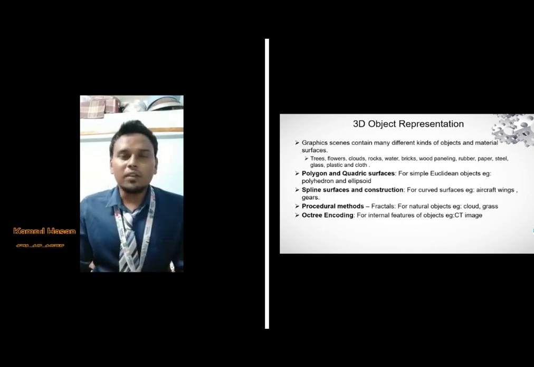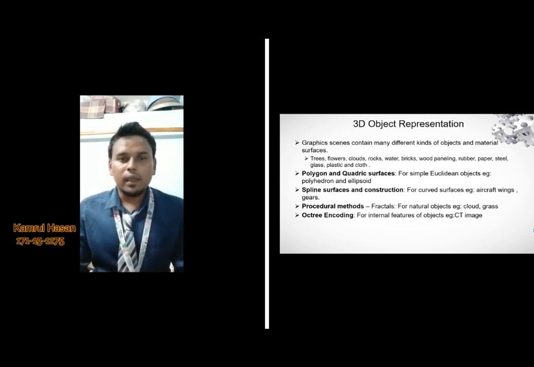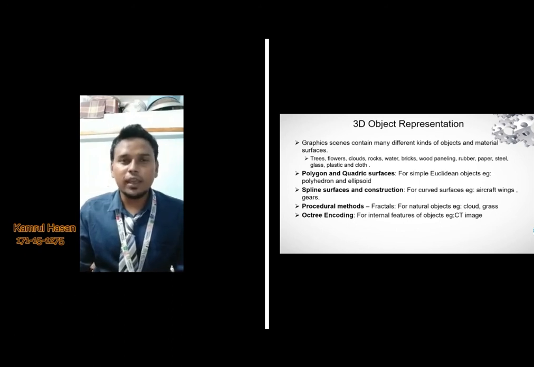Today I am going to describe 3D object representation. A graphics scene contains many different kinds of objects, materials and surfaces, like trees, flowers, rocks, water, wood planking, rubber, paper, plastic and cloth. First of all, polygon and quadric surfaces for simple Euclidean objects and polyhedra. Then spline surfaces and construction for curved surfaces, aircraft wings and gears. Procedural methods, fractals for natural objects, clouds and gears. Octree encoding for internal features of objects.